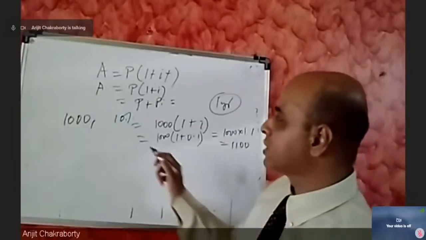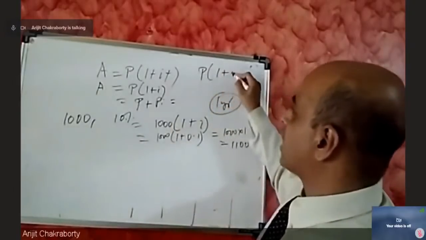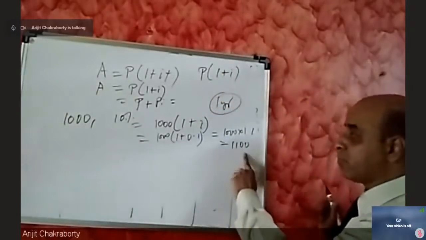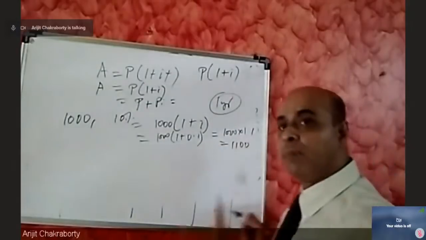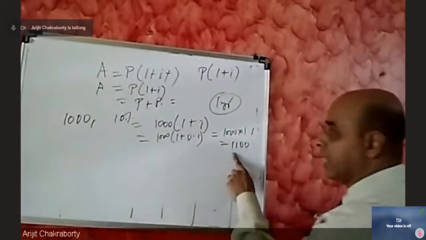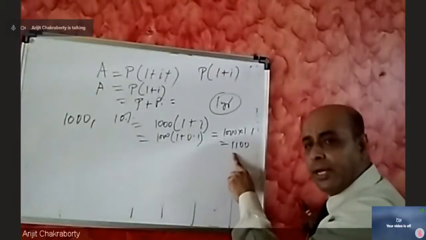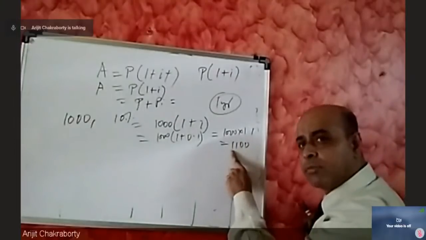So the formula is P into 1 plus I. This is for first year. But now in compounding what happens? Right. In the second year, this 1,100 becomes my principal.